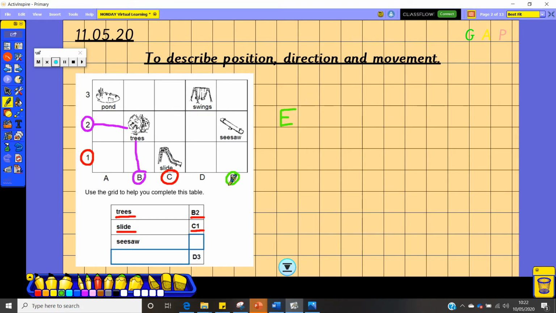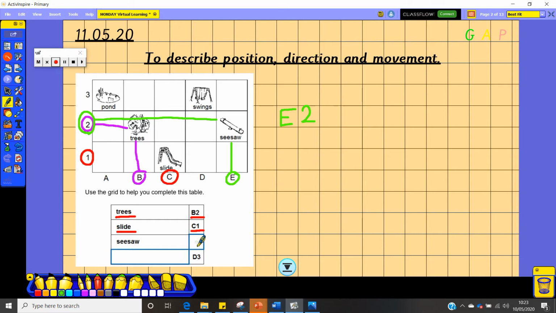And then we need to go up until we get to the correct row. Now, the seesaw shares its row with the trees. It's on the same row, it's just in a different column. So I'm going to go all the way across this time until I get to the seesaw because it's in column E. So the seesaw we will find in E2. Okay, so that's what we would put in our big blue box here, E2.